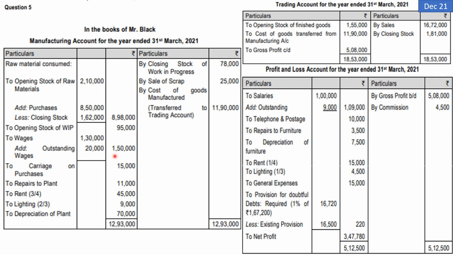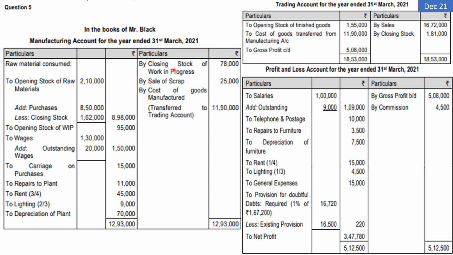Outer column is 1,50,000. Carriage on purchases means carriage inward. So manufacturing account debit side 15,000. Repairs to plant. Plant is used in factory. So it is purely debit side of manufacturing account 11,000. Rent, not the full amount, but only 3/4 amount of rent, 45,000 here, and 1/4 amount of rent in the P&L account debit side. Lighting, 2/3 here in the manufacturing account debit side and remaining 1/3 in the P&L account debit side. Depreciation on plant we had already calculated 10%, that is 70,000.